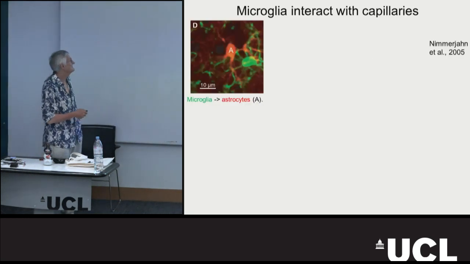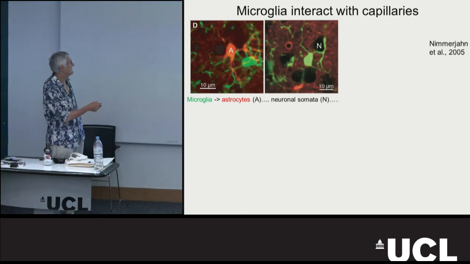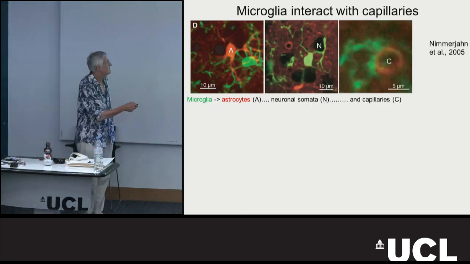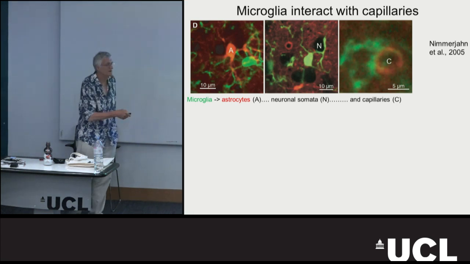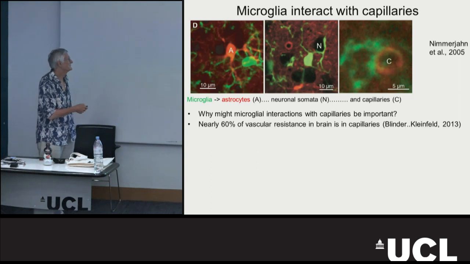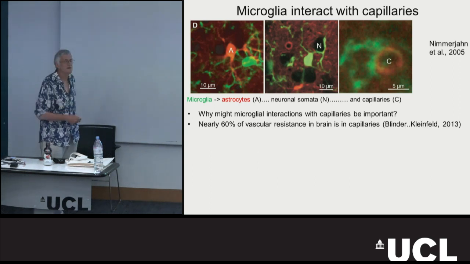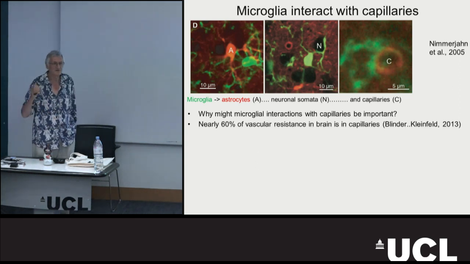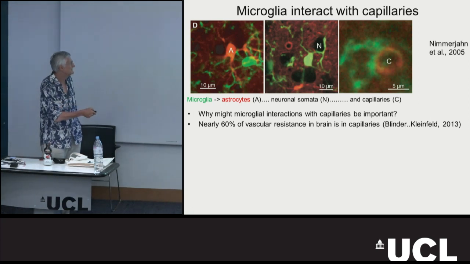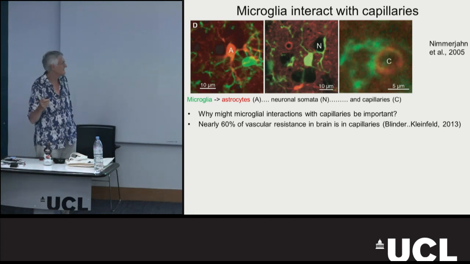And when they do this, they contact other cells. Here's a microglial cell contacting an astrocyte. Here's one wrapping its arm around a neuron. And here's one, importantly, contacting a capillary. And we're interested in this because, first of all, as I showed you earlier, nearly 60% of the vascular resistance that's within the brain, which is adjustable, is in capillaries, from David Kleinfeld's work.